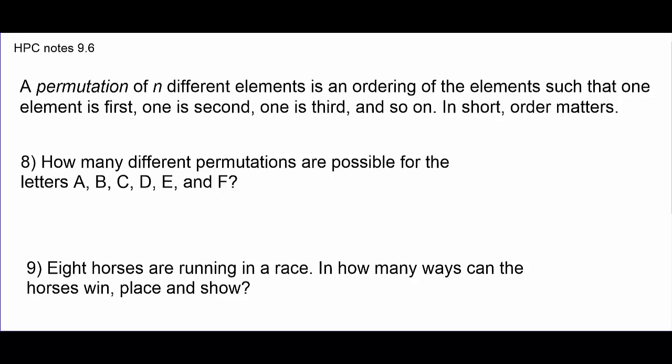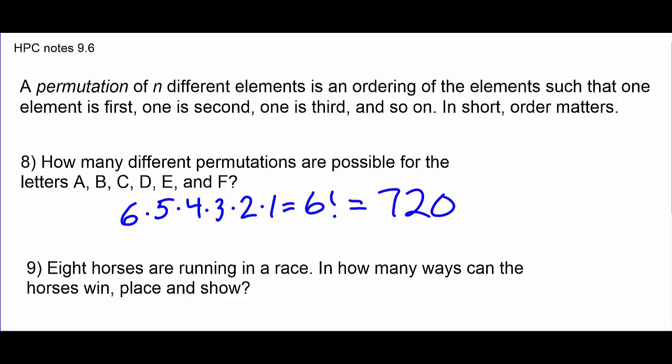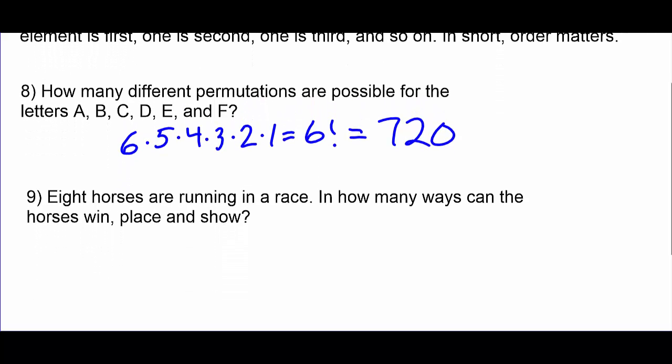All right, a permutation of n different elements is an ordering of the elements such that one element is first, one is second, one is third, and so on. In short, order matters. How many different permutations are possible for the letters A, B, C, D, E, and F? Well, for the first spot, you could have 6 possibilities. It could be A, B, C, D, E, or F. And then you'd have 5 left, then 4, then 3, then 2, then 1. Another way of saying that is 6 factorial, or just simply 720. So there it is, 6 factorial. That's where factorials come into play.